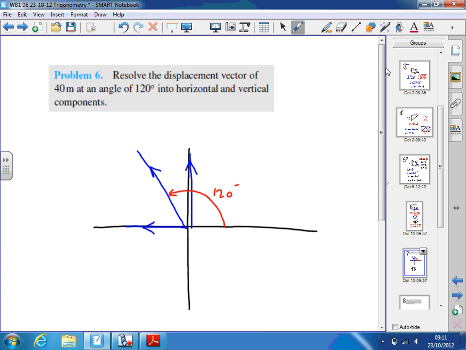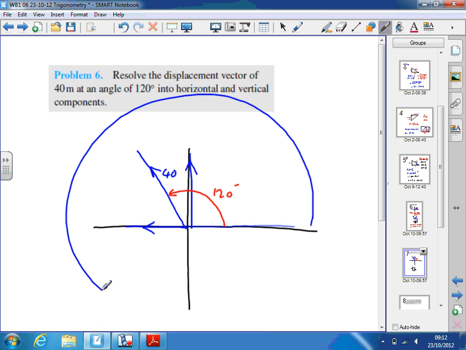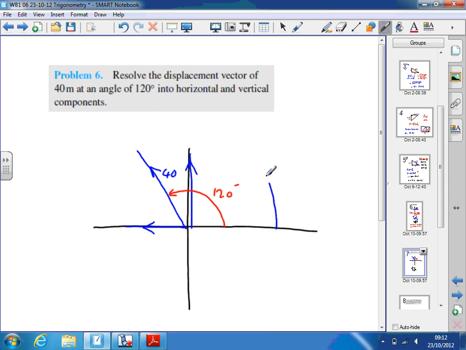So we've got 40 metres here, and we'll talk about this sort of angular motion soon. This displacement vector of 40 metres starts off along this horizontal axis here, and then rotates round. After a certain amount of time, it freezes, and at that particular point, I've come round 120 degrees.